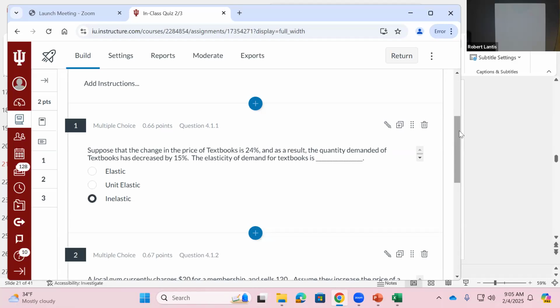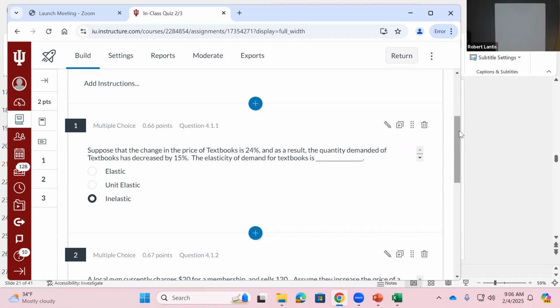So let's say the change in the price of a textbook is 24%, and as a result, the quantity demanded of textbooks decreases by 15%. So I've got my percentage change in price is 24. My percentage change in the quantity demanded is 15. So when I'm calculating my price elasticity of demand, what goes in my numerator?